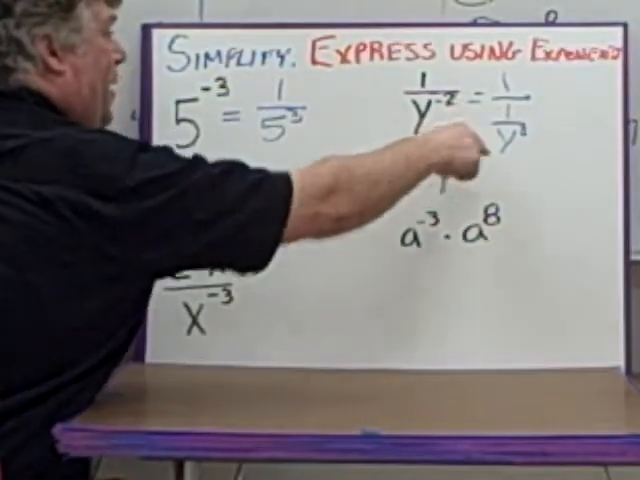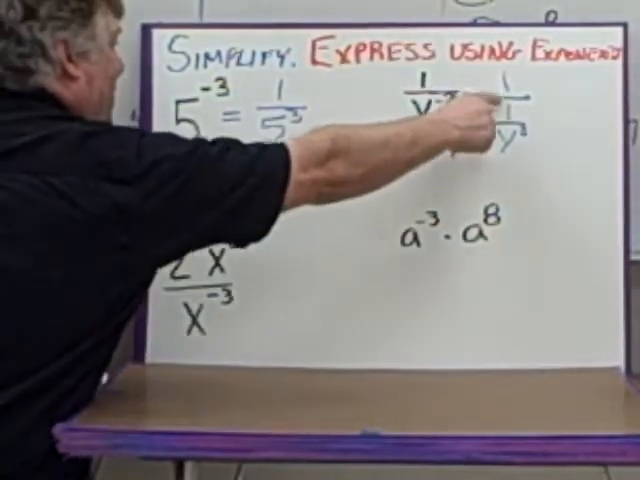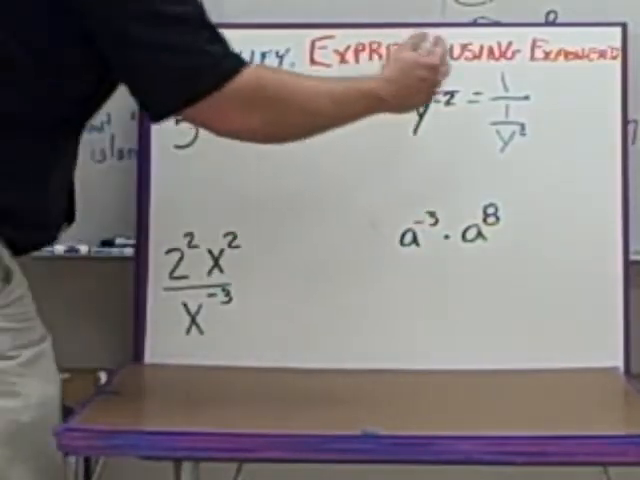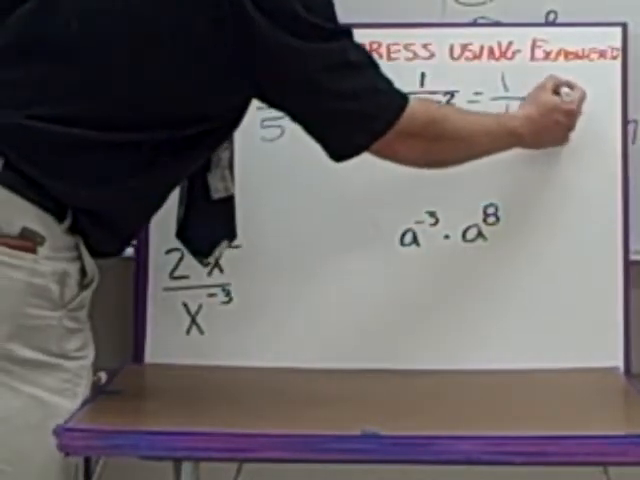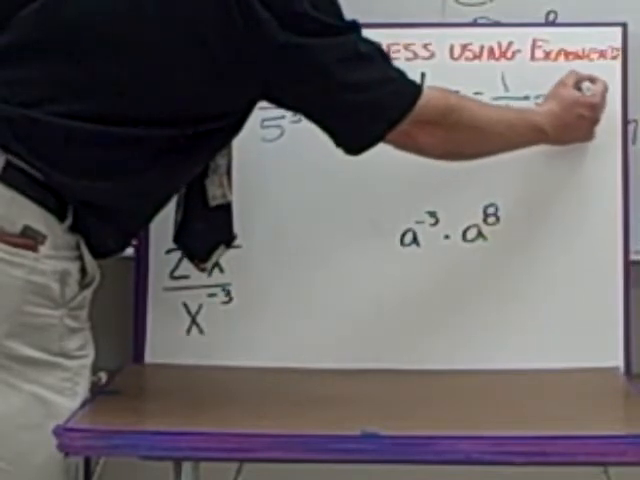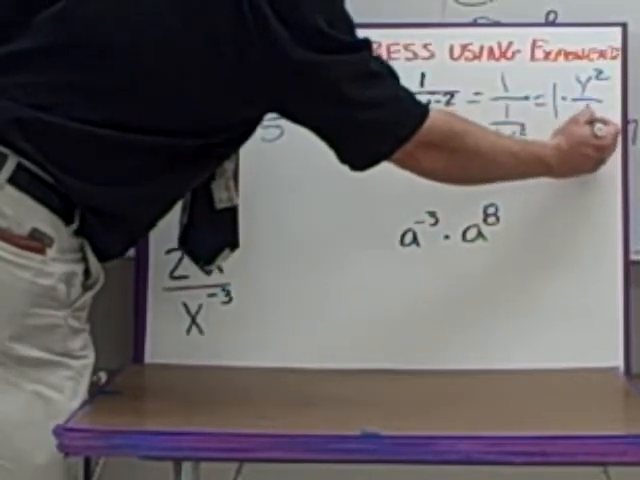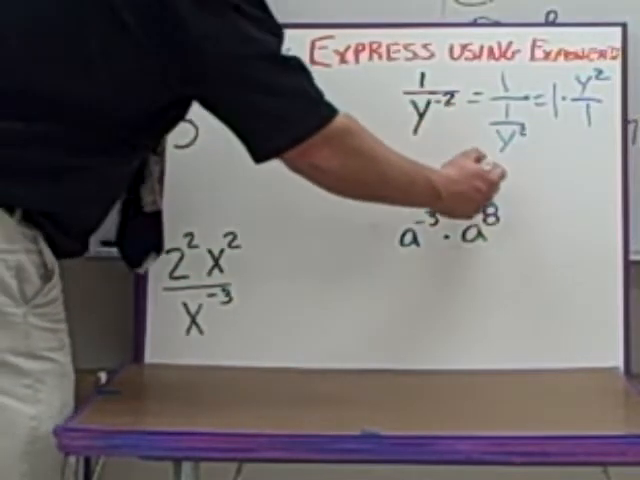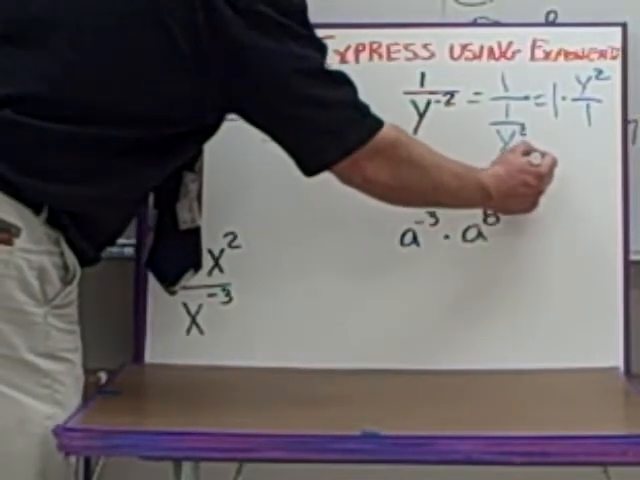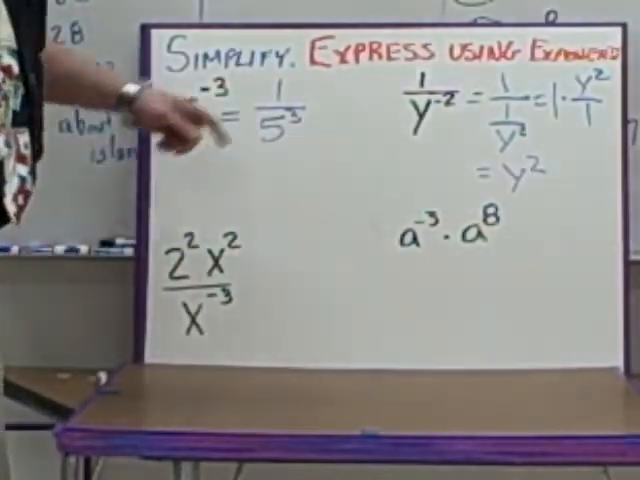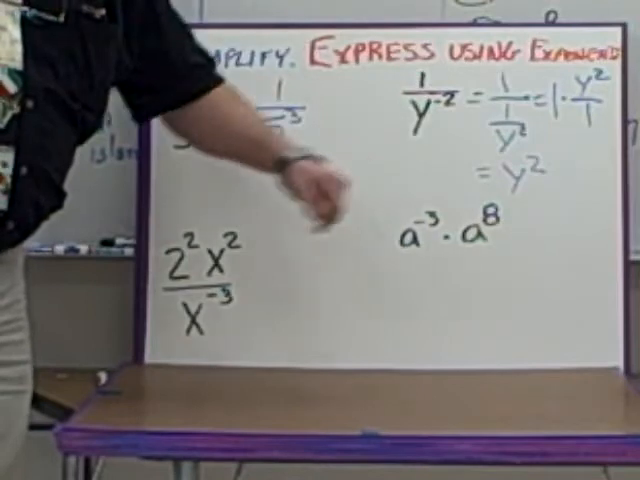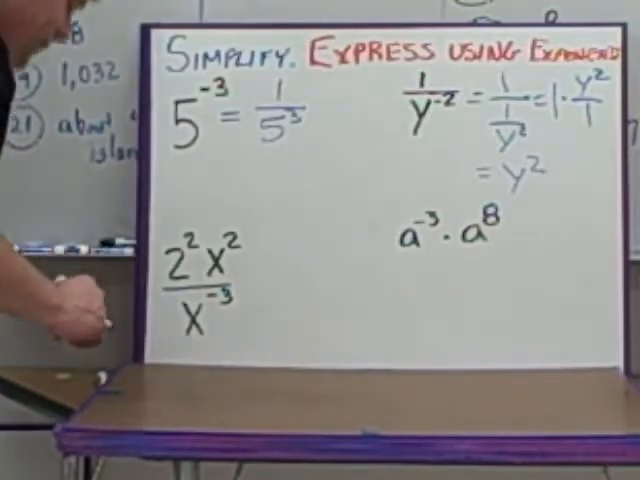But you never divide by a fraction. You can't have 1 divided by 1 over 4. Why? That's weird. You've got to multiply by the reciprocal. So this becomes 1 times y squared over 1, which, with all those 1s, actually ends up being just plain y squared. A negative exponent at the bottom, when moved to the top, becomes positive.